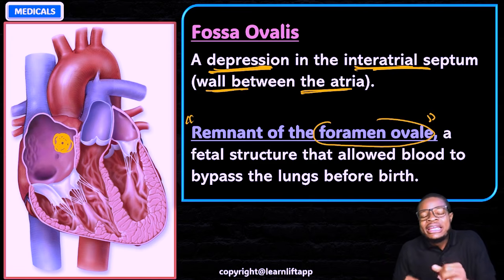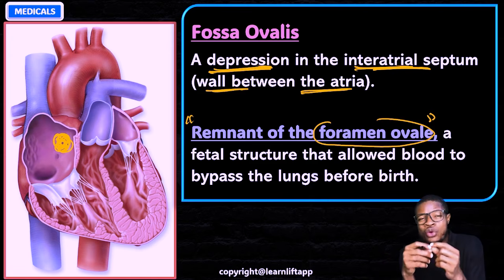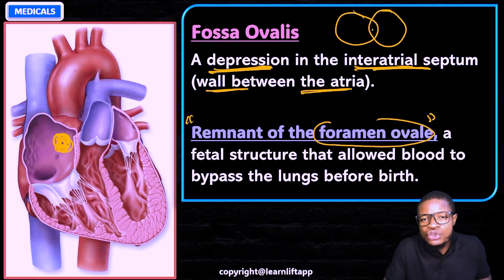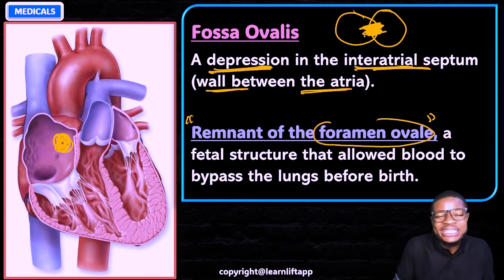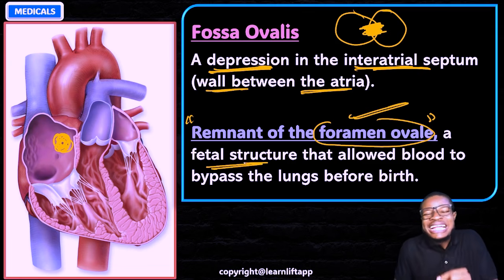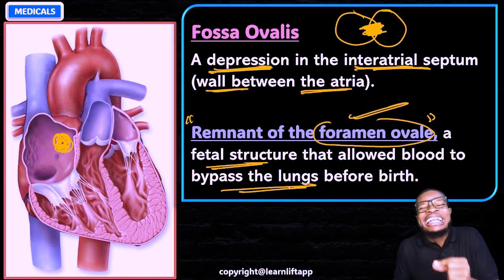So in a fetus, right? If you look at the heart of a fetus, especially between the right atrium and the left atrium, let's say here is the right atrium, here is the left atrium, right? Between them, there is a passage. Are you getting it? And that passage is called the foramen ovale. So that foramen ovale is a fetal structure that allows blood to bypass the lungs.